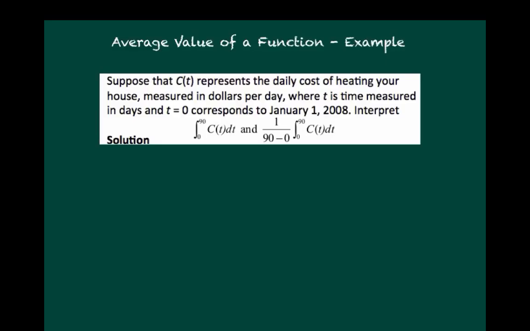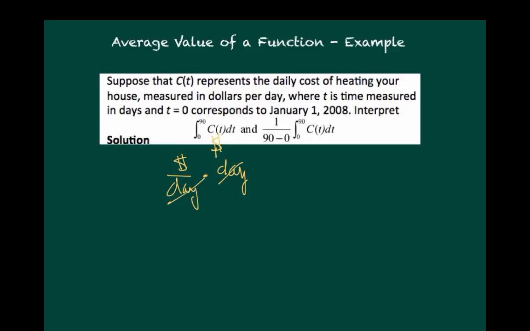Well, just as the exercises lately have pointed us, we know that this first integral, since C of t is represented in dollars per day, and the dt kind of represents the time, so we can say that that's days. So this integral, if we just look at the units, is going to represent dollars. Okay, so that's the total amount of money it costs to heat your house from January 1st until 90 days later, three months later.